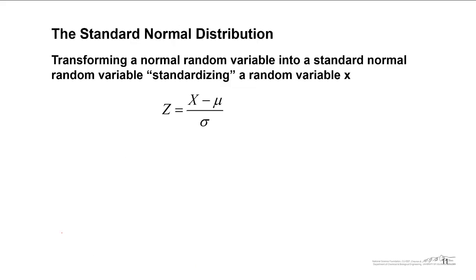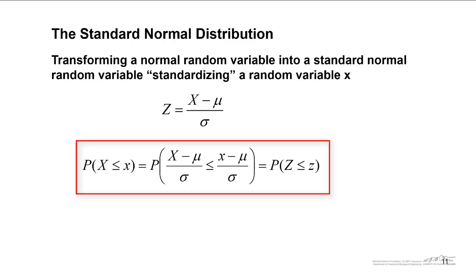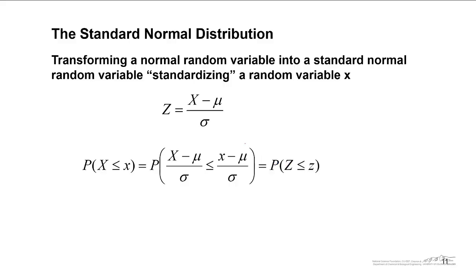Let's go back to our transformation equation here: Z equals x minus mu over sigma. We can answer questions like, what's the probability that x is less than or equal to some value? So what we're going to do is transform that into the z domain. We standardize. That's the same thing as the probability that Z is less than or equal to z. You take your x value, subtract the mean, and divide by sigma, and that is the transformed variable. Now you have that in terms of z.